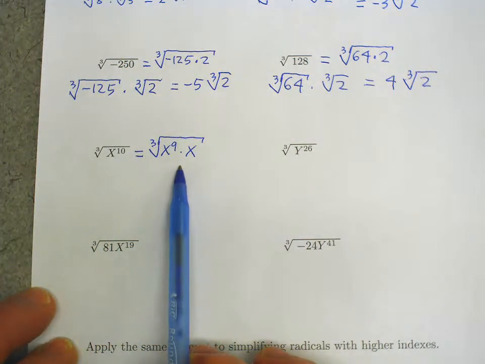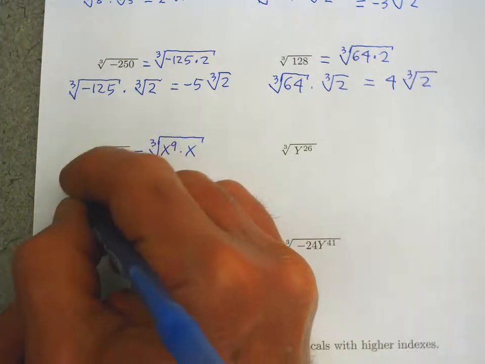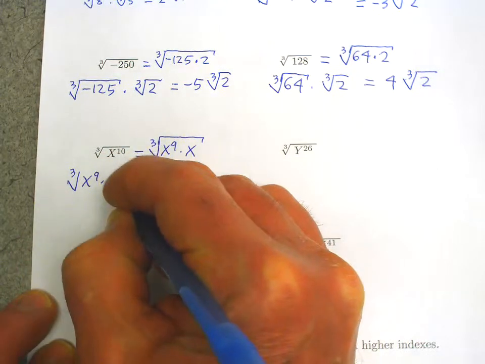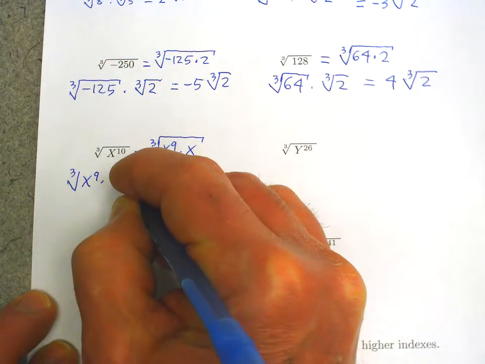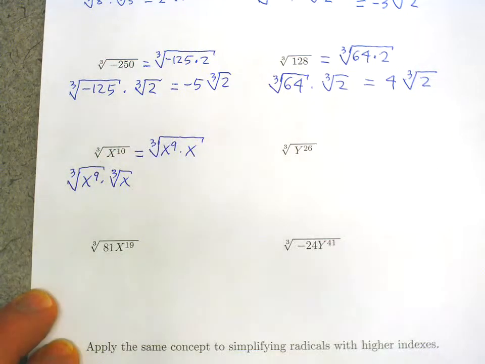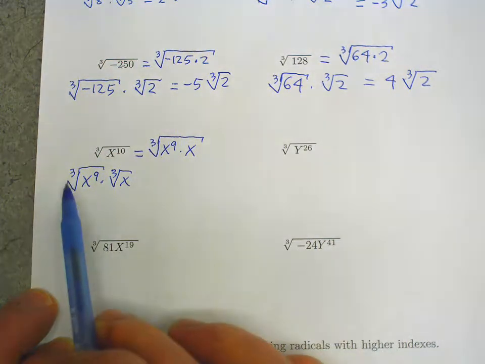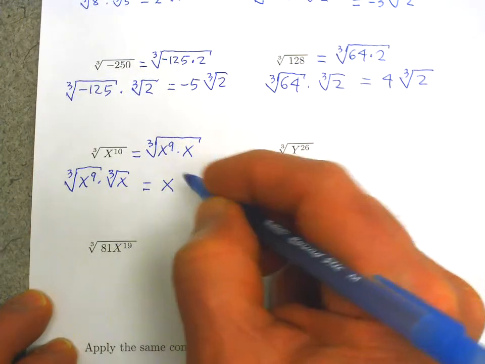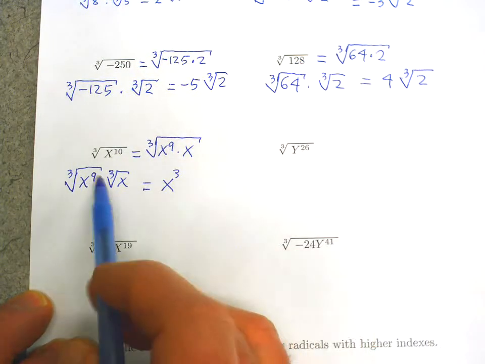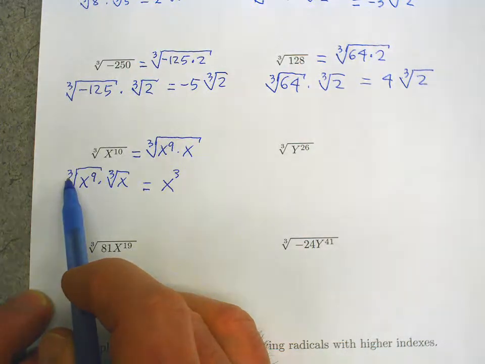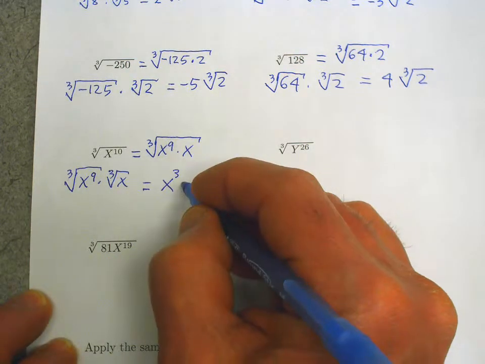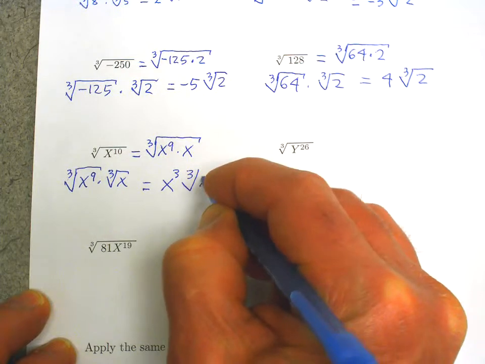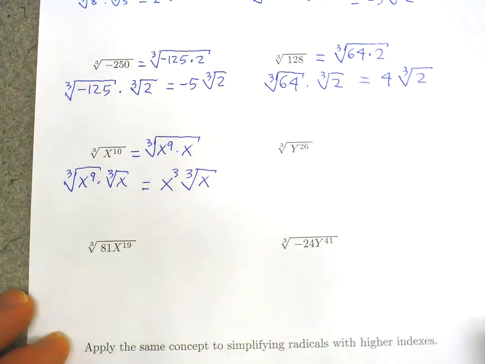And then we'll write it as a product of cubed roots. The cubed root of x to the 9th times the cubed root of x. And then the cubed root of x to the 9th is x to the 3rd, because the exponent 9 divided by the index 3 is 3. And so our final answer is x to the 3rd times the cubed root of x. That is our simplified result.